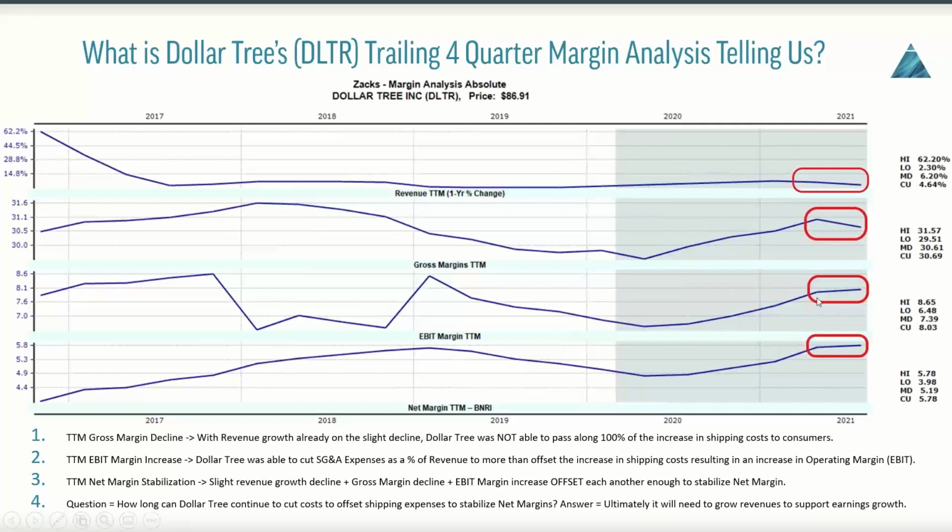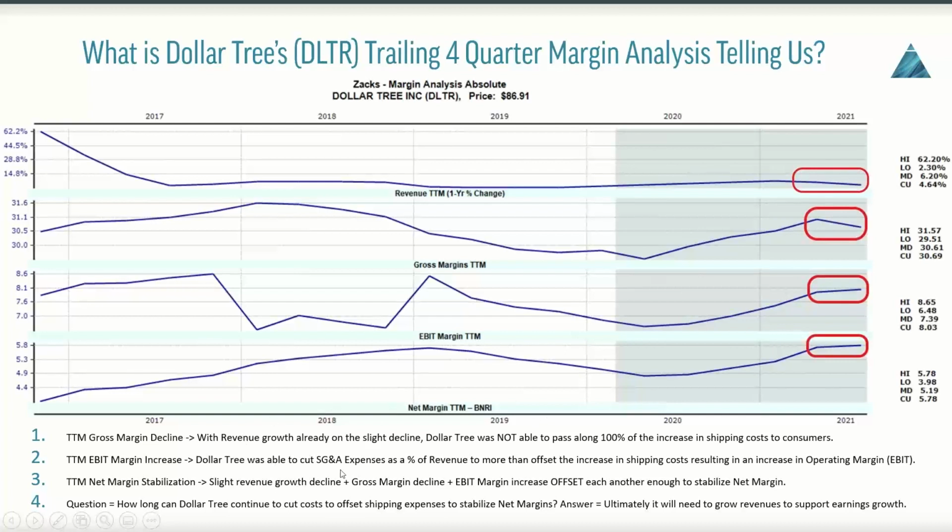The interesting thing here, though, is that we see that we've got an increase in operating margins, right? So that tells me right away, with no R&D expenses for Dollar Tree, that Dollar Tree was able to cut their SG&A expenses as a percent of revenue to more than offset the increase in shipping costs that resulted in that increase in that operating margin that we're looking at right here, okay? So we've got shipping costs eroding gross margins. The company masterfully turned around and said, okay, we can't pass along those costs. We've got to make cuts. They took it out of selling general administrative, and they actually more than offset it to increase their operating margins.